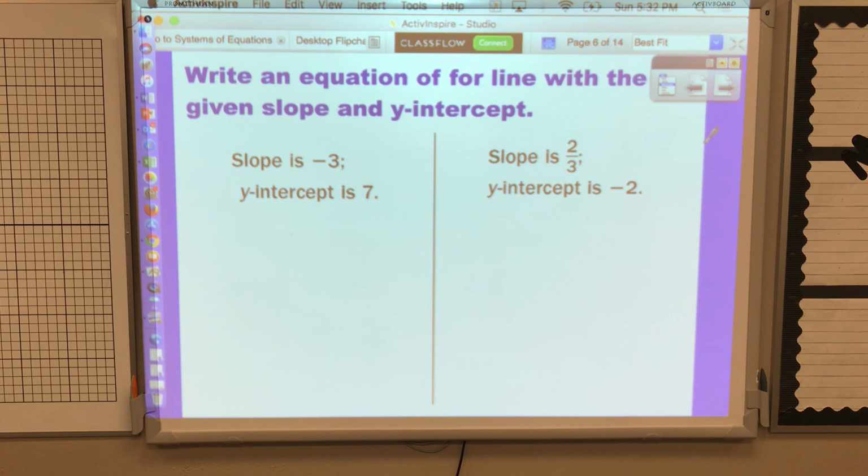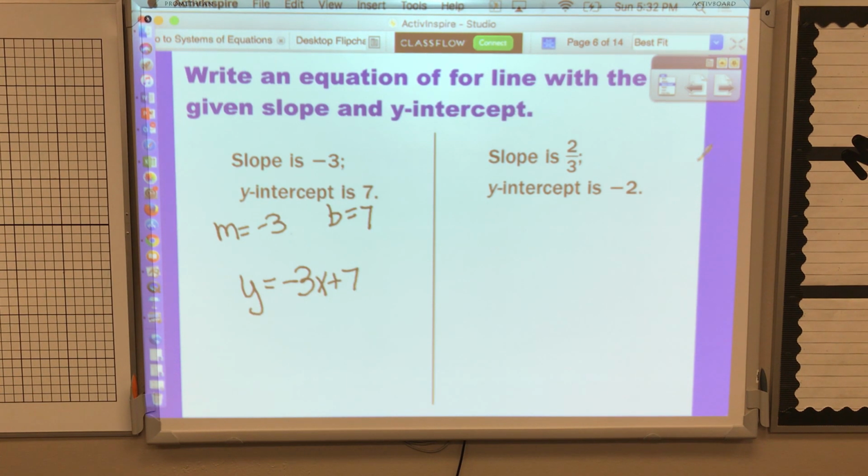Okay, so these. Slope is negative 3, y-intercept is 7, so they're giving me m, and they're giving me b. All you have to do is substitute. So y equals m, which is negative 3, x plus b, which is 7 is positive, so it's plus 7.